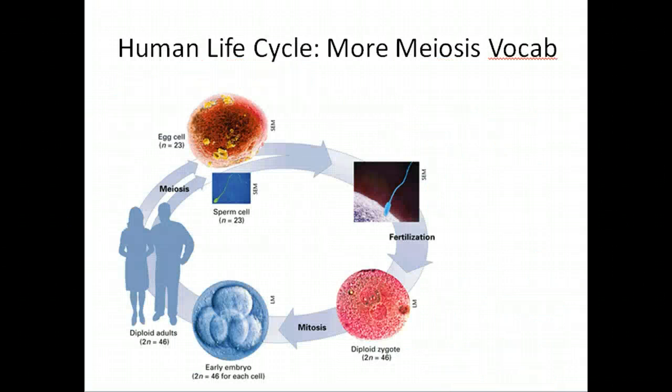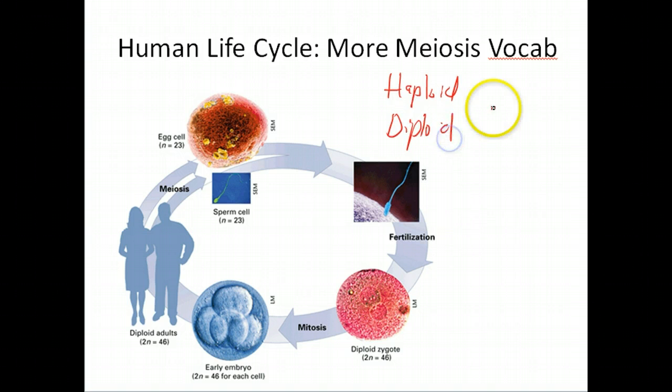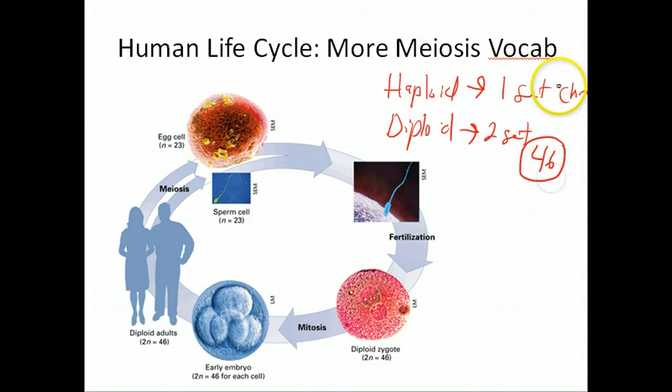This is important when considering the human life cycle. At different stages of the human life cycle, various different cells are being made. There are two types of cells: haploid cells and diploid cells. Haploid cells have one set of chromosomes. Diploid cells have two sets. So in the case of humans, diploid cells have 46 total, and haploid cells have 23 total.